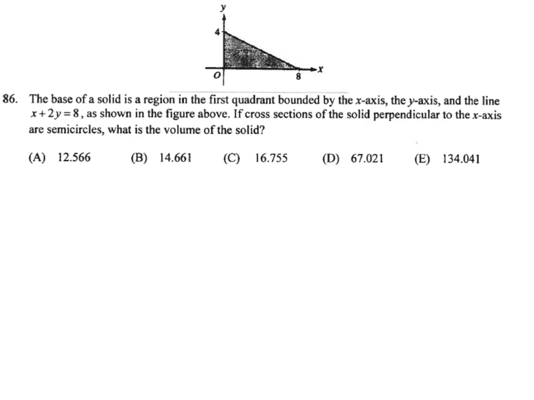All right. So you're given this 3D volume, some solid, and the base of it is in the first quadrant, bounded by the two axes and the line x plus 2y equals 8. So if cross sections to this solid perpendicular to the x-axis are semicircles, what's the volume of the solid? Now you got to make sure that you're slicing this thing the right way, and they're saying that it's semicircles if they're perpendicular to the x-axis.